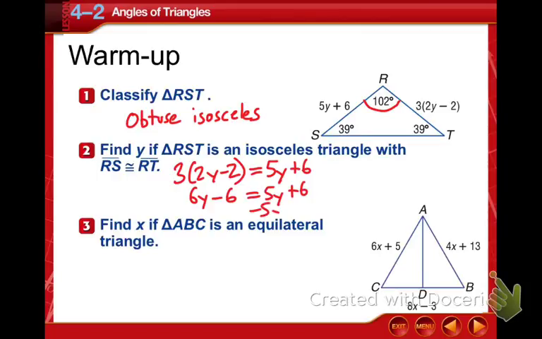So we need to subtract 5y from both sides. Which leaves us with a single y left, minus 6 equal to 6. We add 6 to both sides. And 6 plus 6 is 12. So that's what y is.